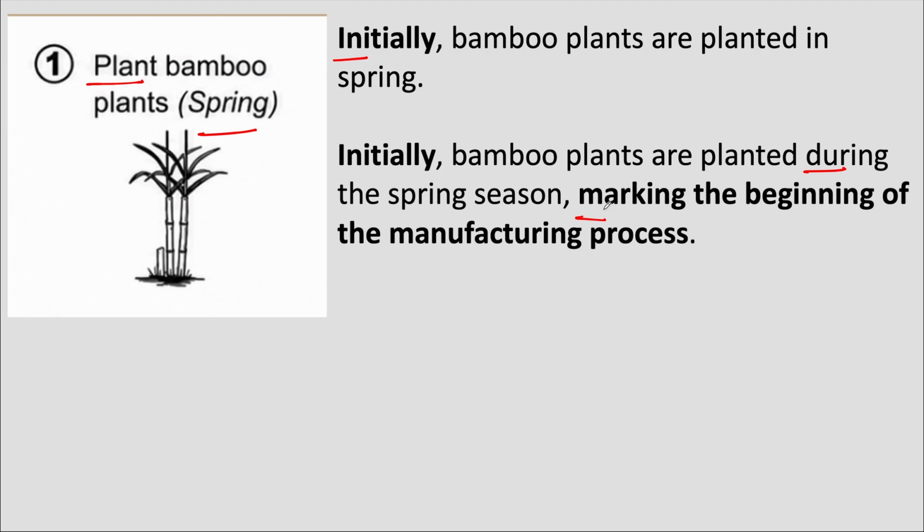Note the passive voice that we are using. Bamboo plants are planted is in the passive voice. If we write farmers plant bamboo plants, that is the active voice. Throughout this answer, we'll mainly be using the passive voice.